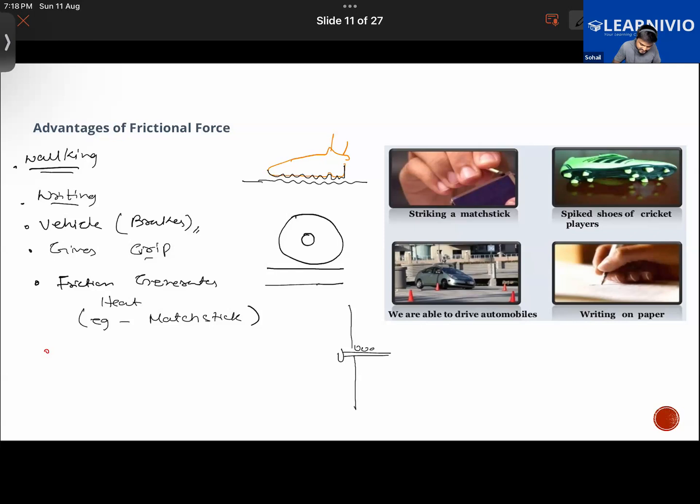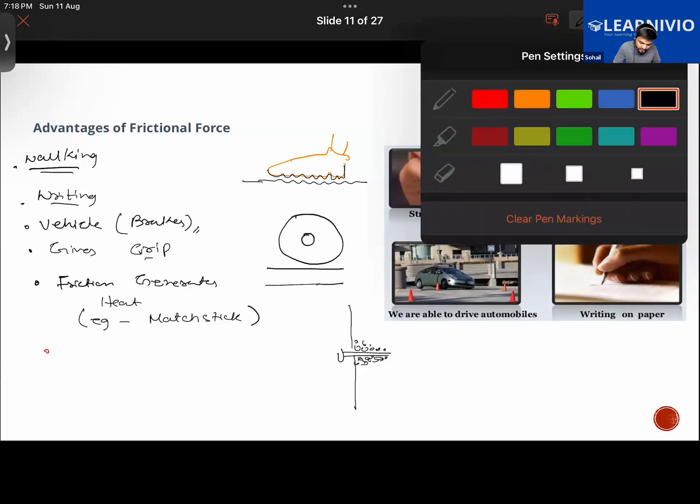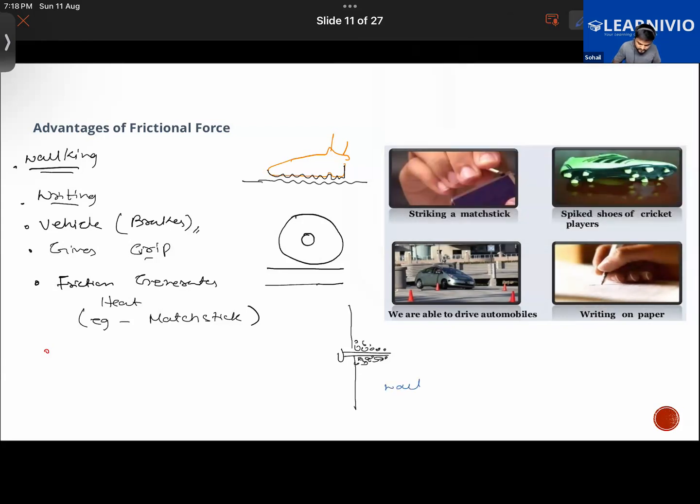Getting it? So these are the sand or cement particles. Because of friction, it fixes into the wall. Getting it, everyone? Now, fixing a nail in a wall, there also friction is acting. So that is also one advantage of friction. It allows you to fix a nail in the wall.